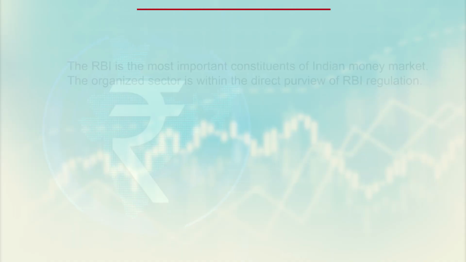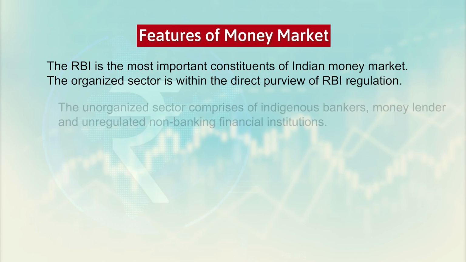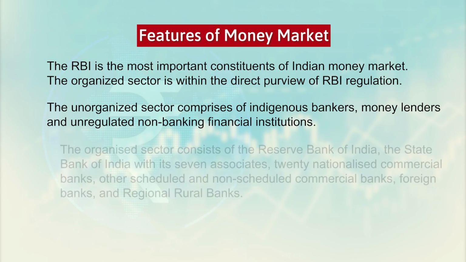Now, if we look at the structure of the Indian money market, we find that it basically consists of two segments. One is the organized money market and the other is the unorganized money market. The RBI is the most important constituent of the Indian money market, and we call it the organized sector. The organized sector of the money market is because it is within the direct purview of the regulations of the RBI. While the unorganized sector comprises of indigenous bankers, the money lenders and unregulated non-banking financial institutions.